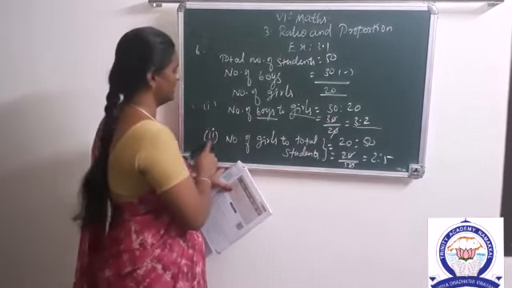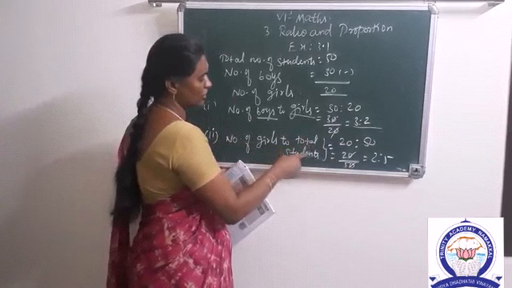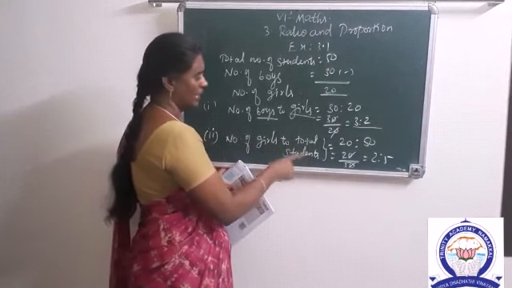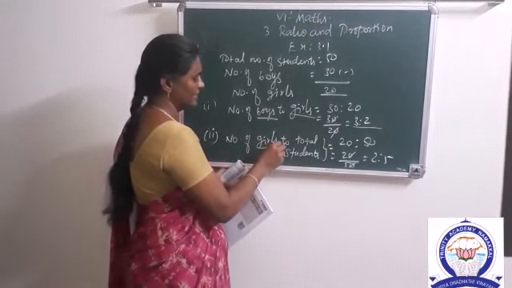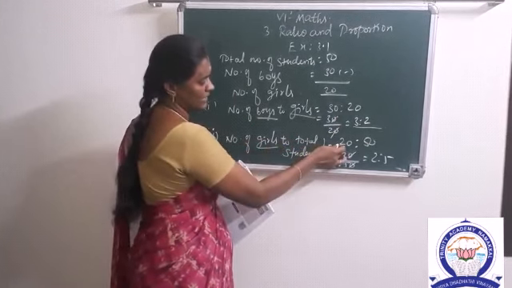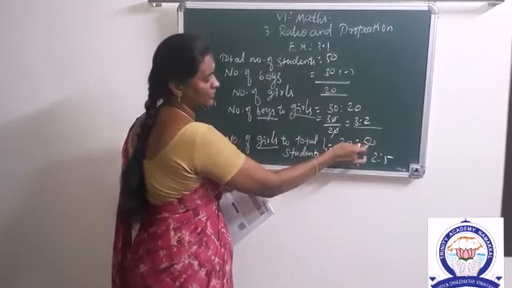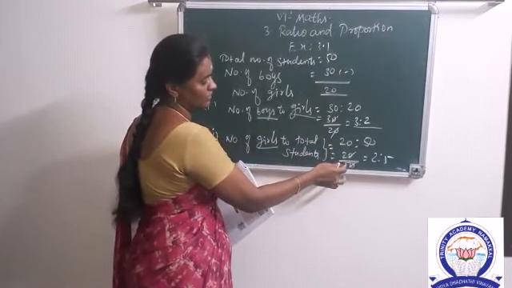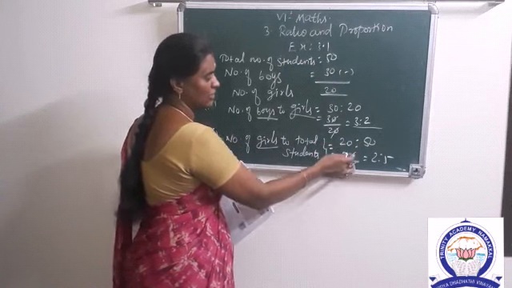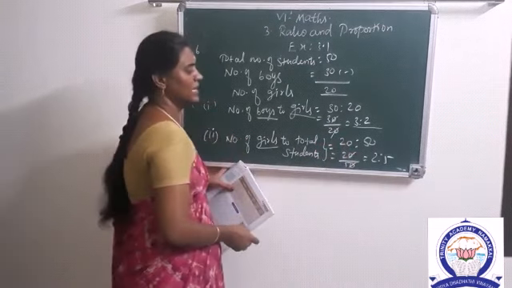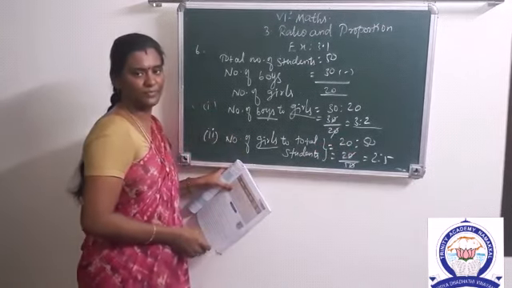Then the second one is number of girls to total number of students. What is here? First one given is the number of girls, so we write 20. What is the total number of students? 50. So we write 50. We write in the ratio fraction form 20 by 50, the zeros get cancelled. So what is the answer? 2:5.